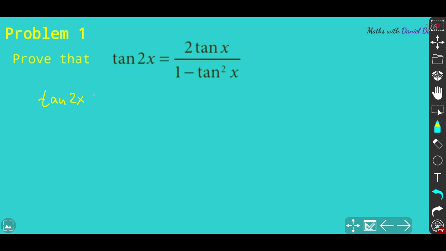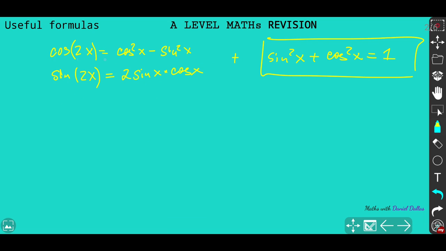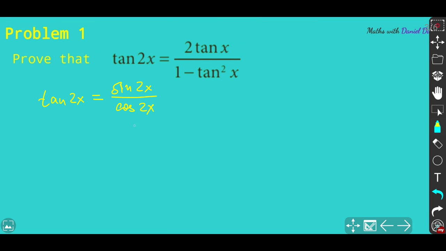Tangent 2x, just by definition, is going to be sine 2x over cosine 2x. Our purpose is to come to the tangent, but before that I would like to apply those two formulas here in order to transform sine 2x and cosine 2x. So I'm going to write that finally tan 2x is going to be equal to 2 sine x cosine x over, and here I can write cos squared x minus sine squared x by definition.